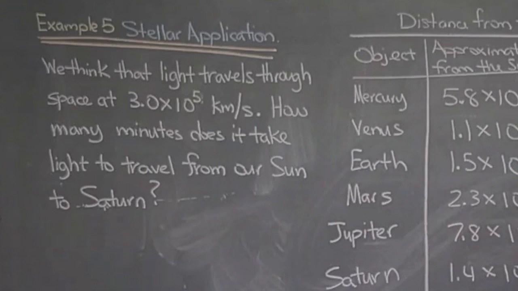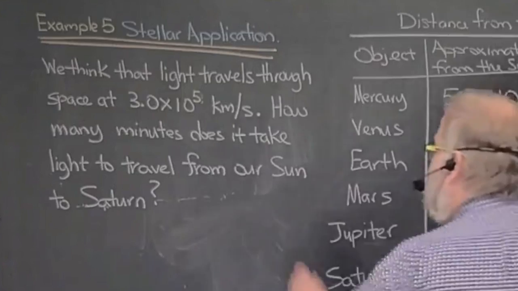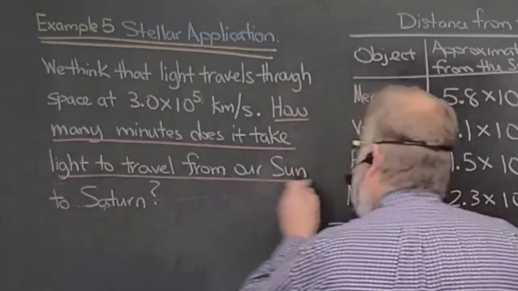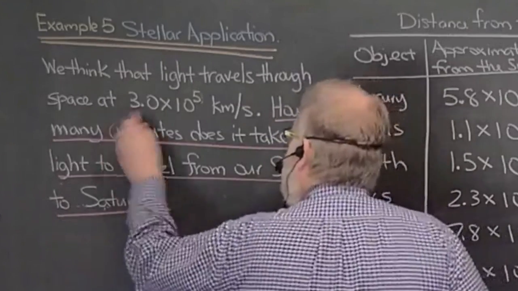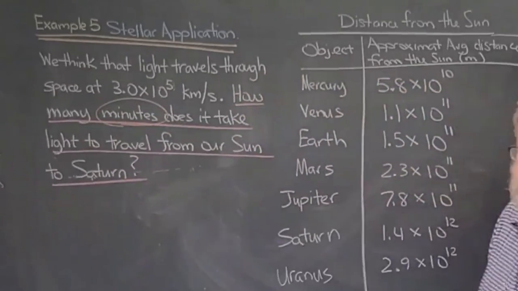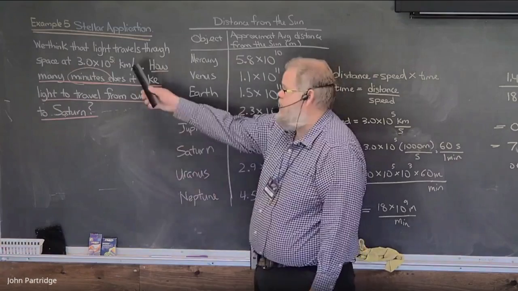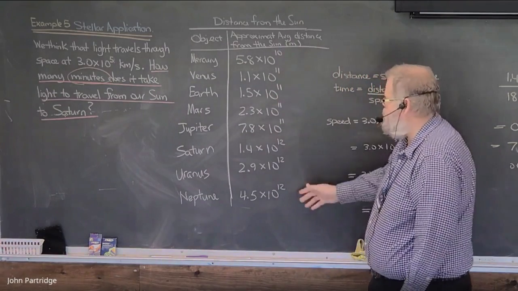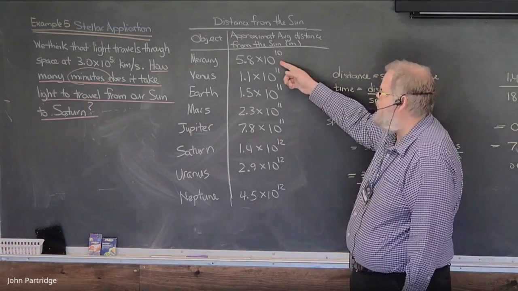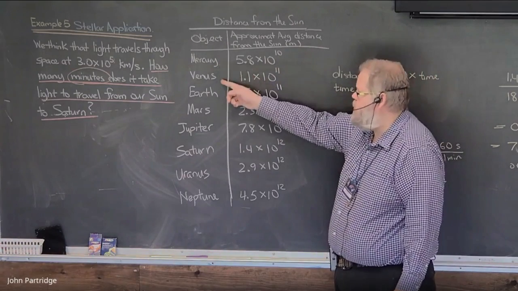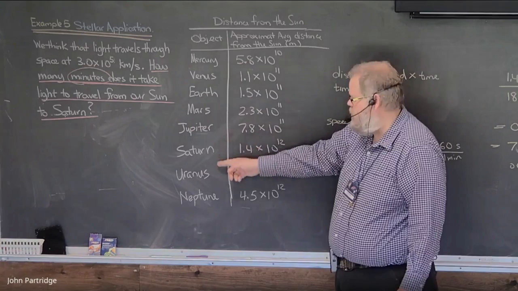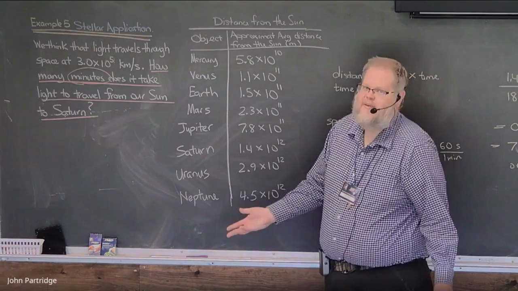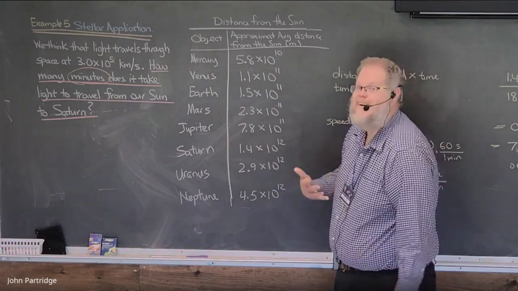Let's underline what's being asked of us. How many minutes does it take light to travel from our sun to Saturn? So what we're hunting for is minutes. The speed of light is 3 times 10 to the 5th kilometers per second. And this table illustrates distances from the sun to the planet. Here's Mercury, Venus, Earth, Mars, Jupiter, Saturn, Uranus, Neptune. For those of you out there, I did leave out Pluto, although Pluto's near and dear to my heart.